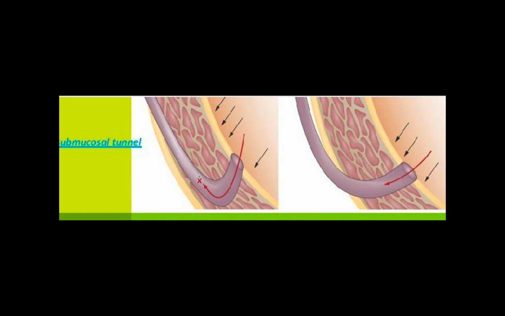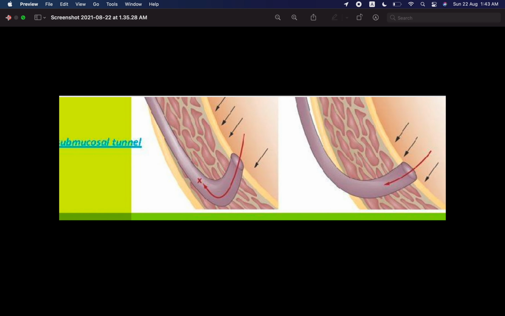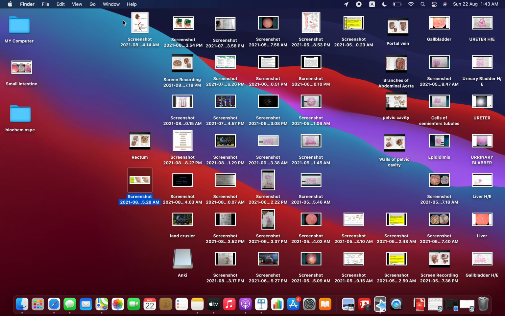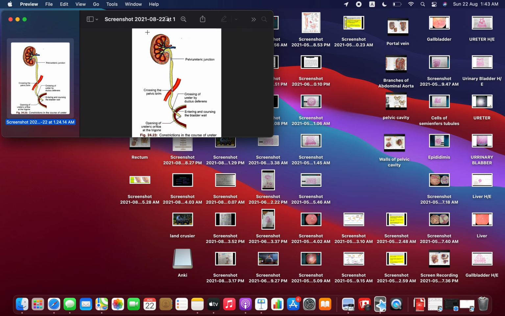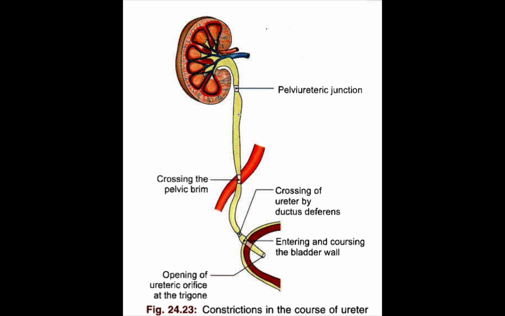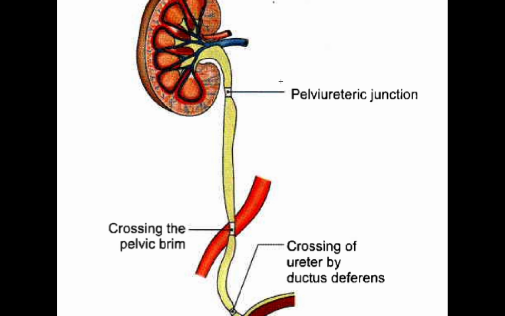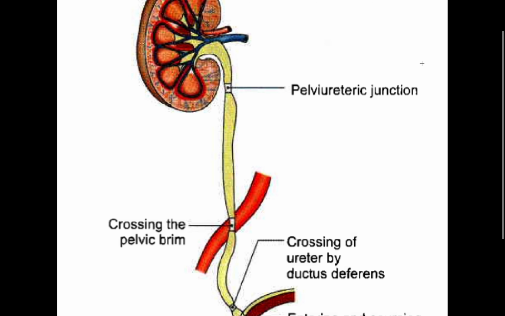We have discussed the origin, course, and termination of the ureter. Now let us discuss the constrictions of the ureter, the points where the ureter is constricted throughout its course. There are 3 or 4 points. The first point is the pelvic ureteric junction. At this point, the ureter is a little bit constricted. This is the point where the ureter leaves the kidney, just after it leaves the kidney. It's called the pelvic ureteric junction.